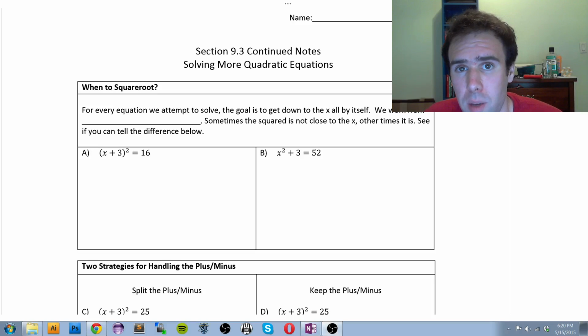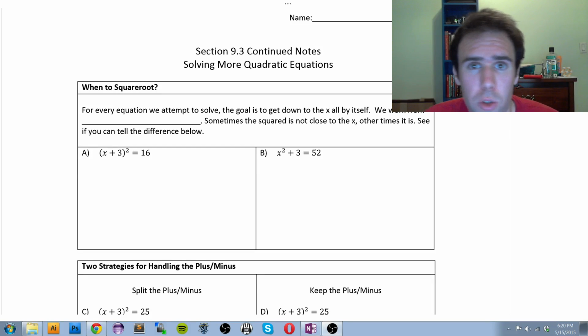Now, last time we were using some inverse operations to undo all the other numbers that were around our x and arrive at the mystery number for what x was. It was surprising because often we got two solutions, and that's what's going to happen a lot in this video.